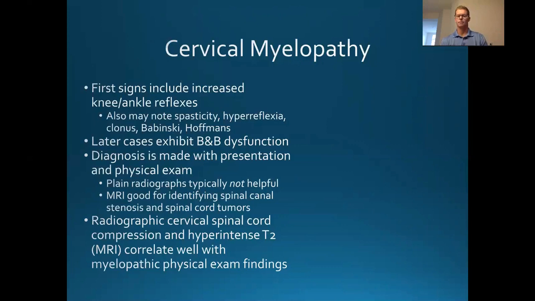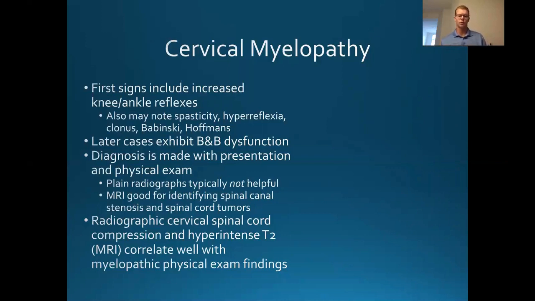Diagnosis is going to be made with presentation and physical exam. Plain radiographs are typically not helpful. We really need to get an MRI or some more advanced imaging to help rule that in, because a radiograph is only going to show how the bony structures are looking. An MRI is going to look at the soft tissue. It's going to show us what the spinal cord is doing. It's going to give us a lot more information.